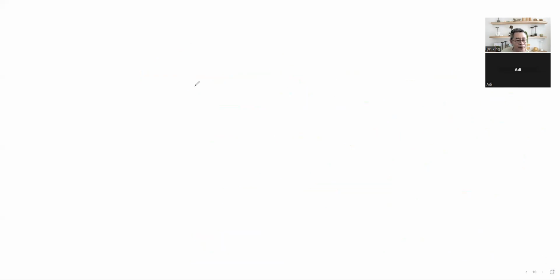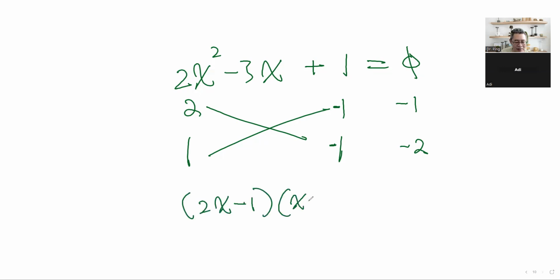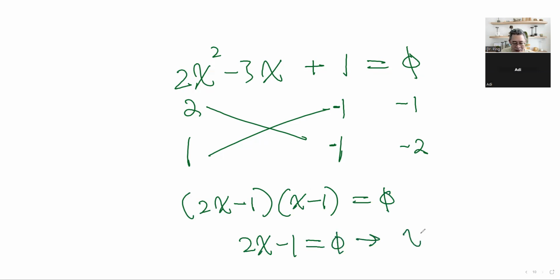Okay, I'm going to show you a couple more. So we can use the same thing here, but in this case it is a negative 3x. So we got 2, 1, and 1, 1. But 2 times 1 plus 1 times 1 is 3, not -3. Well, we can change this to -1 times -1. Negative times negative is positive, so still 1. Then 2 times -1 is -2. This times -1 is -1. They add together to -3. So that works. So basically, we change this into 2x minus 1 times x minus 1 equal to 0. So therefore, 2x minus 1 equal to 0. That will give us x is half. Then x minus 1 equal to 0. That will give us x equal to 1. Good?